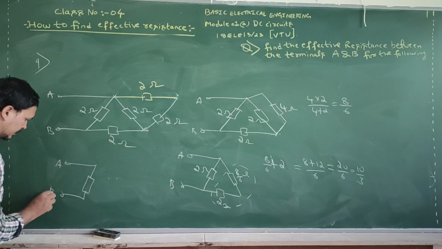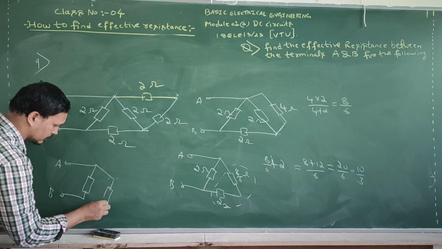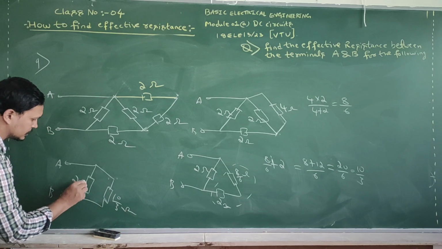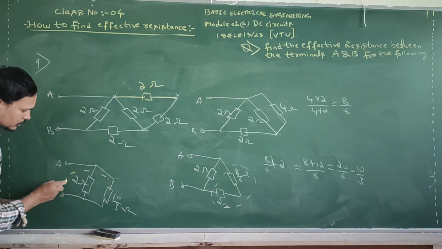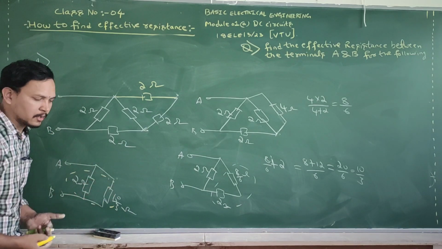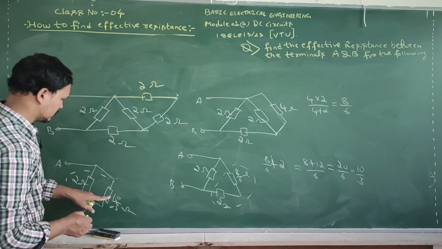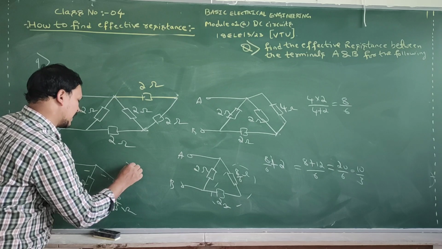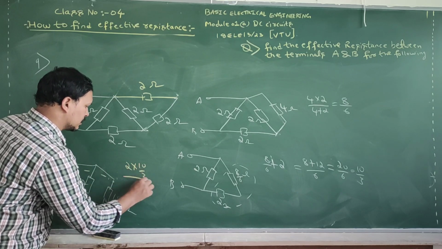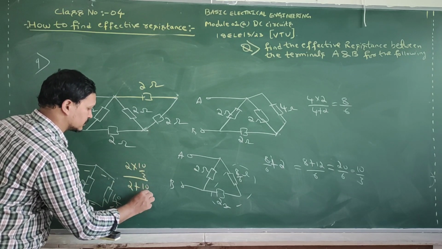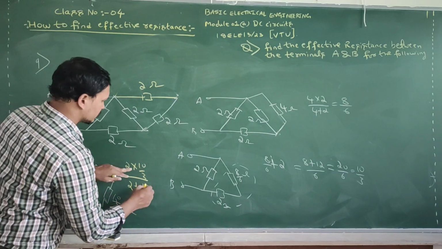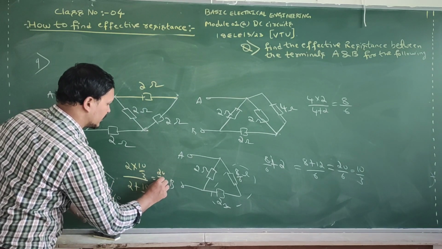So terminal A and terminal B. So what is this answer? 10 by 3 ohm, and this is 2 ohms. Now these two are connected in parallel. What is the effective resistance? Multiply 2 into 10 by 3, divided by 2 plus 10 by 3. Numerator multiply the resistance, denominator add the resistance value. So this becomes what? 20 by 3.